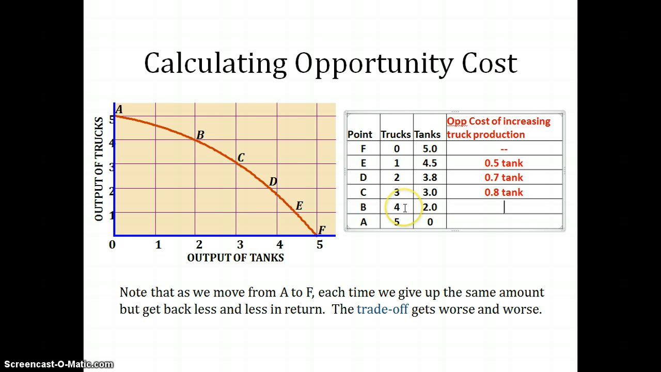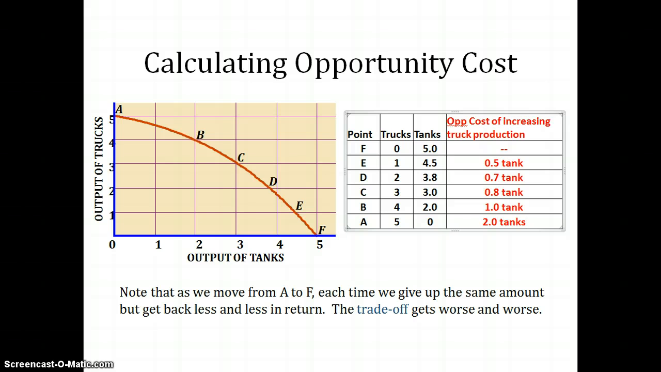When we go to 4 trucks, before we had 3 tanks, now we only have 2. So now we are giving up 1 whole tank. Then when you decide to build 5 trucks from just 4, you go from 2 tanks to no tanks. So that last truck costs us 2 tanks in opportunity cost. If you notice, as we increase our truck production, even though it's only going up by 1 truck each time, our opportunity cost is rising. Right? So that's the section on increasing opportunity cost.